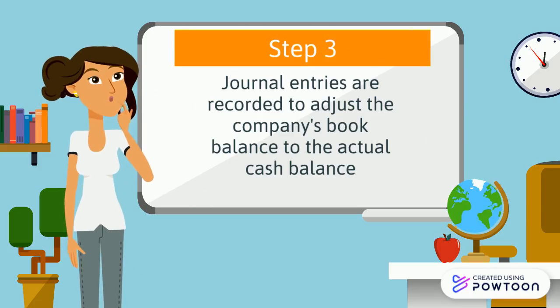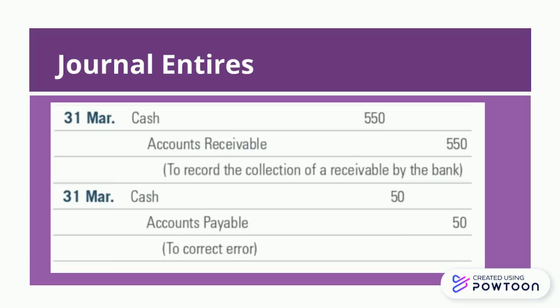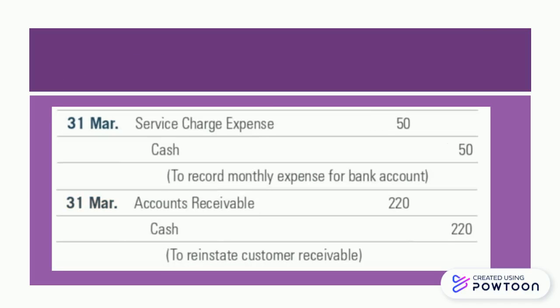The last step is to reflect the adjustments made to the company's book balance through recording journal entries. For a credit memorandum, we always debit the cash account and credit the account recorded on the reconciliation by the corresponding amount. For a debit memorandum, we always debit the accounts presented on the reconciliation and credit cash.